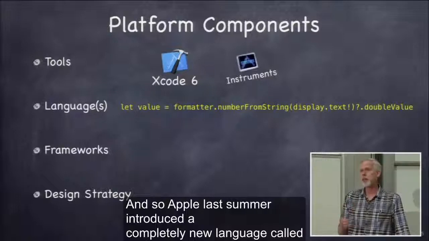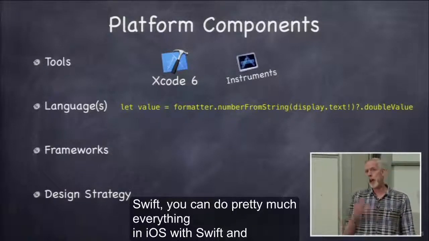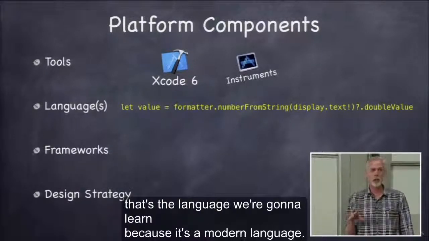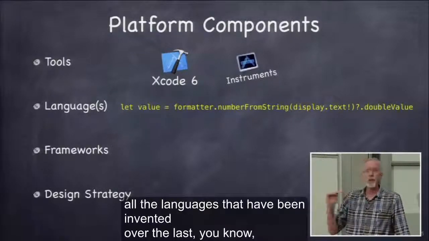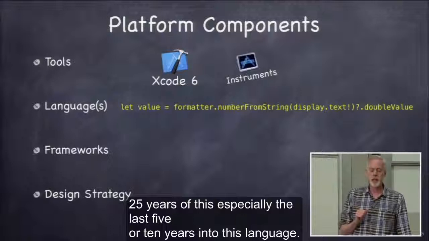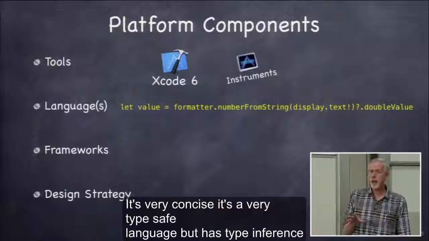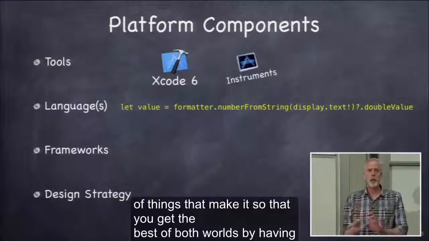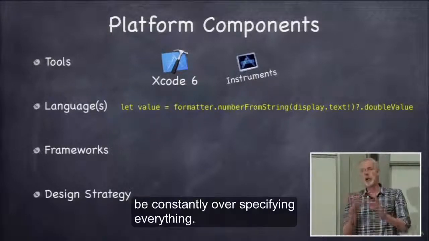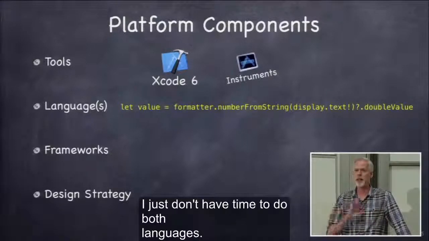And so Apple last summer introduced a completely new language called Swift. You can do pretty much everything in iOS with Swift, and that's the language we're going to learn because it's a modern language. Apple did a great job of building all the best stuff of all the languages that have been invented over the last 25 years, but especially the last probably 5 or 10 years, into this language. It's very concise. It's a very type-safe language, but it has type inference and a lot of things that give you the best of both worlds: type safety without constantly over-specifying everything. So we're going to go Swift only. I'm not even going to really talk about Objective-C. I just don't have time to do both languages.